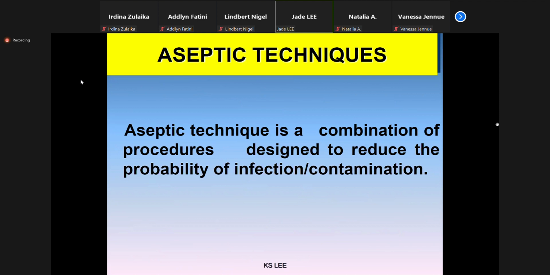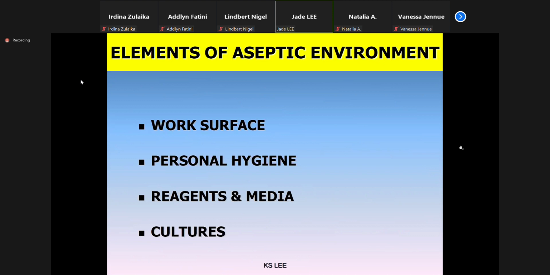So what is aseptic technique? It's basically a combination of procedures designed to reduce the probability of infection and contamination. This is extremely important because you don't want your cell line to be contaminated. So proper aseptic technique must be practiced from time to time to assure that your culture is free from contamination. The elements of the aseptic environment include the work surface, the personal hygiene, the reagents, the media, and also the culture. This is very general.